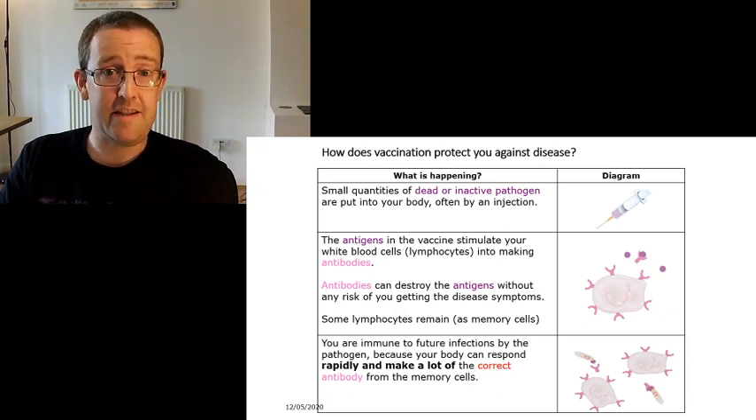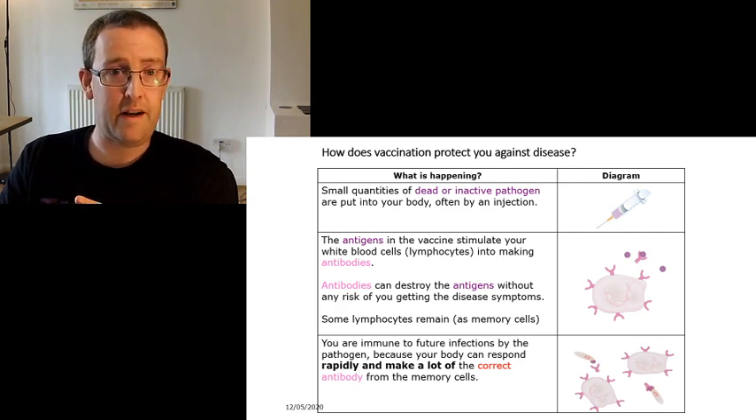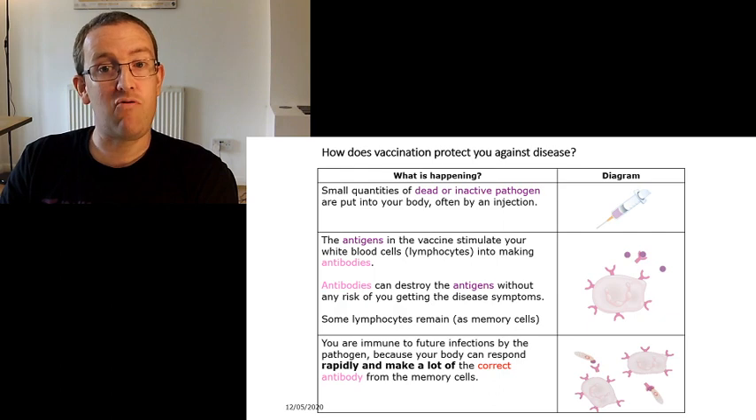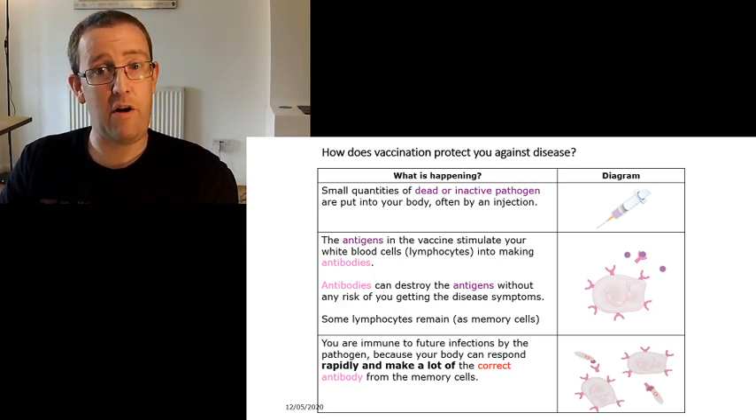So our next box there says the antigens in the vaccine stimulate your white blood cells or lymphocytes into making antibodies. A little bit more on that in the next slide. And antibodies then destroy the antigens and the pathogens that are attached to them without any risk of you getting the symptoms.